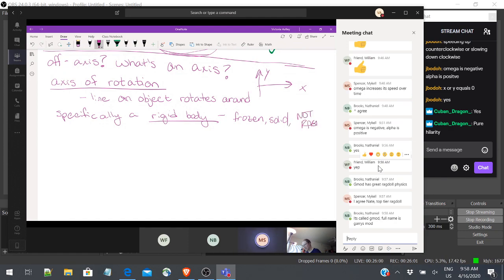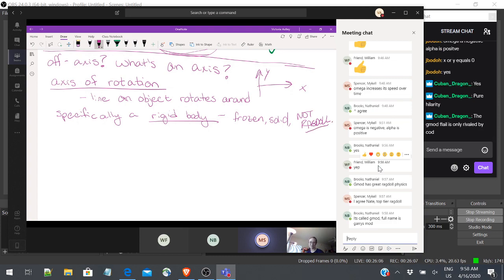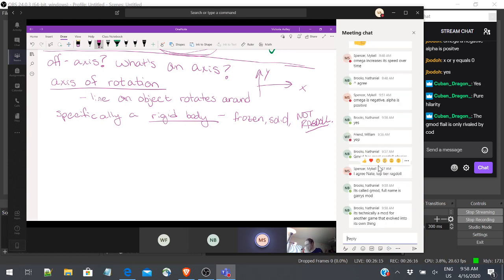So we're going to be talking about a rigid body where everything is fixed and together and it's not a ragdoll. Like we are going to treat a person as if they are frozen in place, right? So things that don't bend.